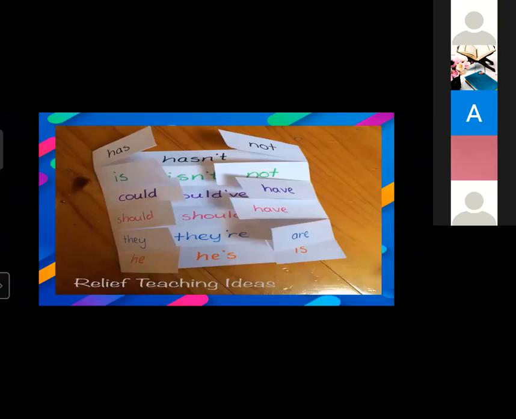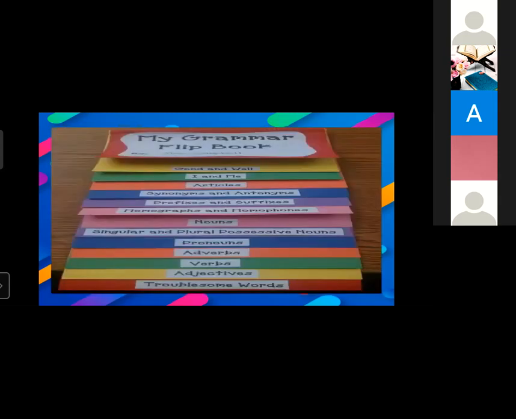You can divide your class into groups and ask them, for example, to make an activity about the contractions. Maybe the present continuous: I, in the middle, am, in the third part, reading, maybe he, and so on. Okay, this is a flip book also. You can ask your learners after each rule to make a flip book about present simple, present continuous, or prepositions by drawing some pictures and so on.